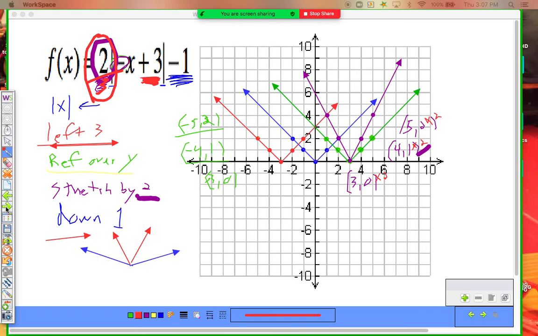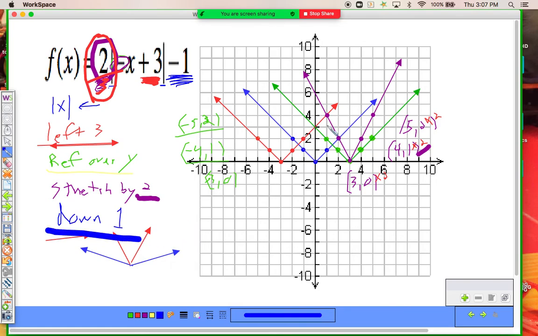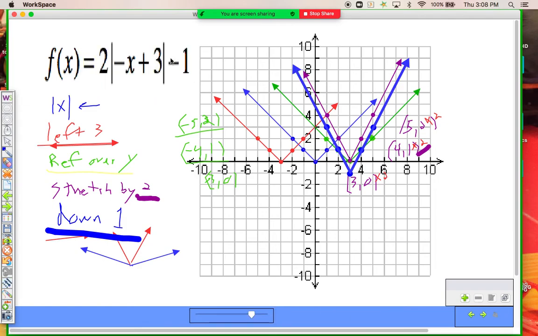All right, last step. I'm going to take all 5 of these points and move them down 1. That is the function, after I erase some ugliness, f of x equals 2 absolute value of negative x plus 3 minus 1.